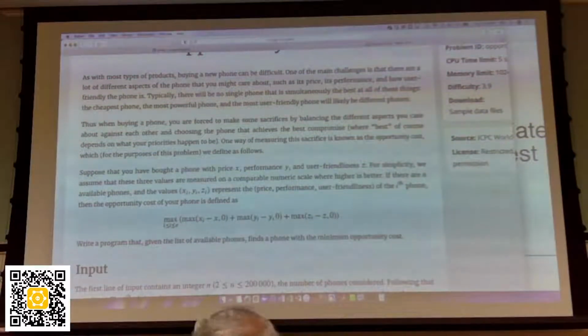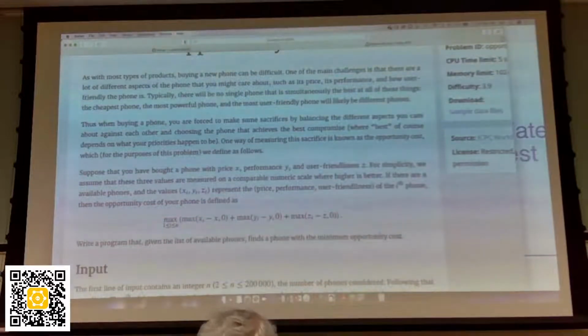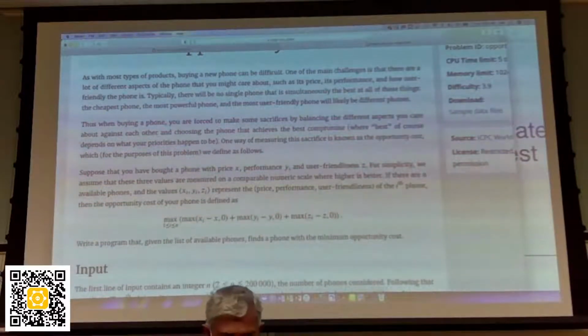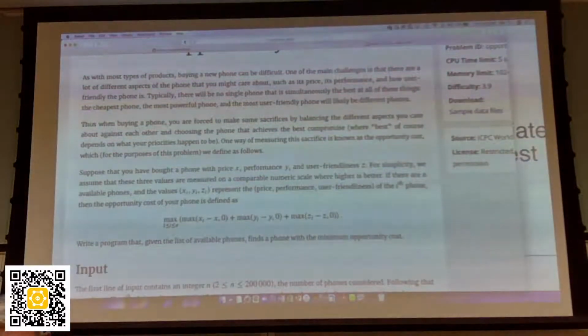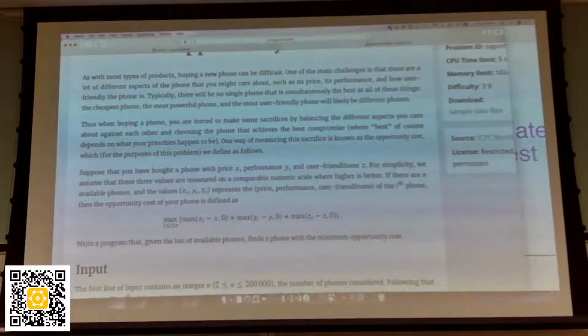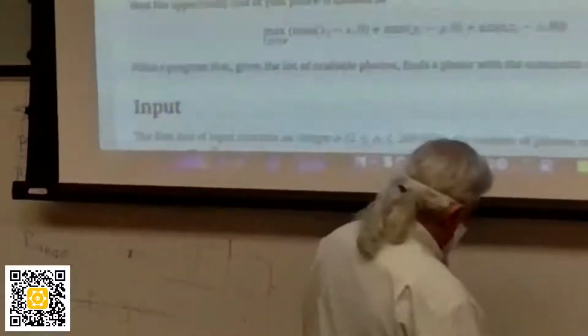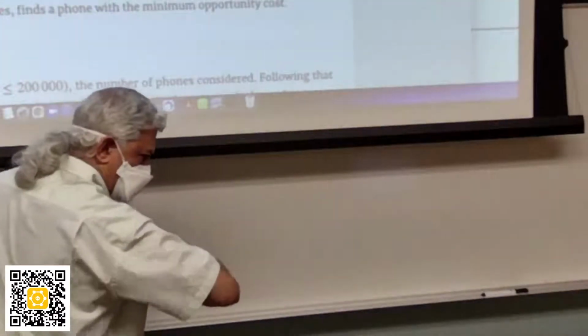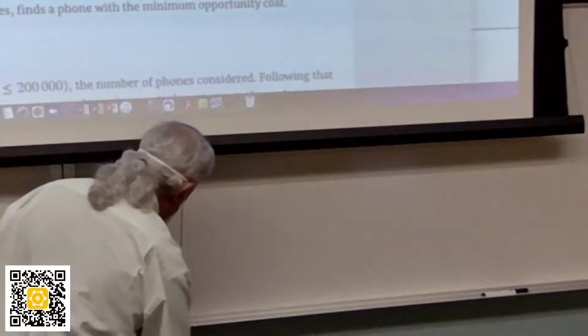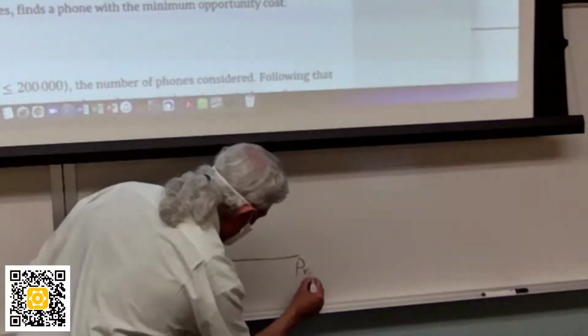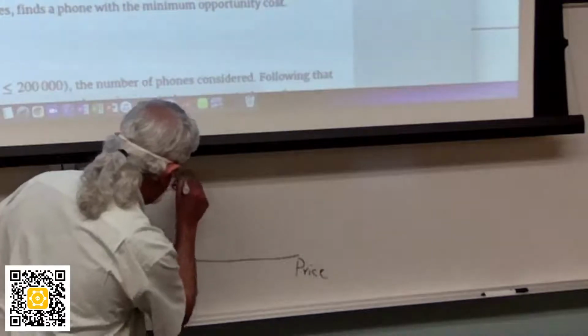Let's try price and performance. If you had one phone that's better than everything in terms of price and performance, there's no question you're just going to go and that's the one that's going to have the least opportunity cost, right? If not, how does this happen? How does this work? So you can see that this is now a 2D problem, right? So we're going to do a 2D picture and try and understand this. One of the axes is price and the other is performance. So let's call this price and this is the performance, right?